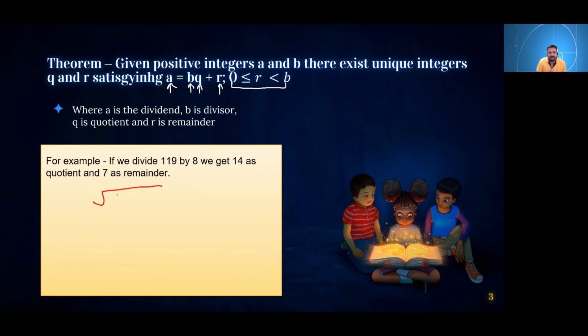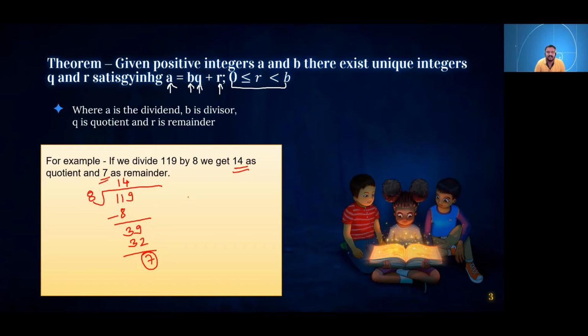So 119 divided by 8. 8 ones are 8, minus, here it will come 39. 8 fours are 32. What is the remainder? 7 is the remainder. You can see 14 we got as the quotient and 7 we got as the remainder.